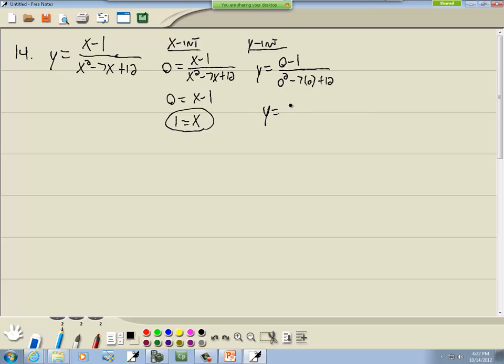So we got y is equal to negative 1/12. Now I know approximately where that's at. I don't need to put that in decimal form. Vertical asymptotes.